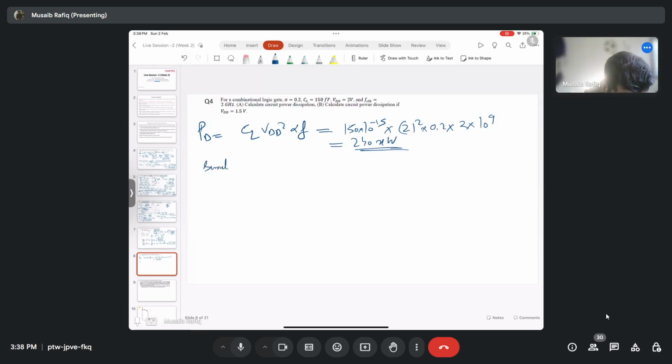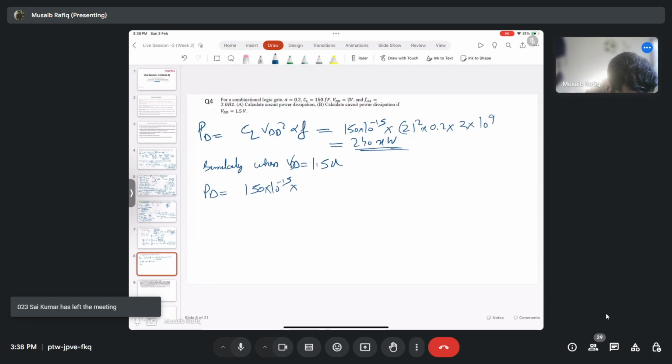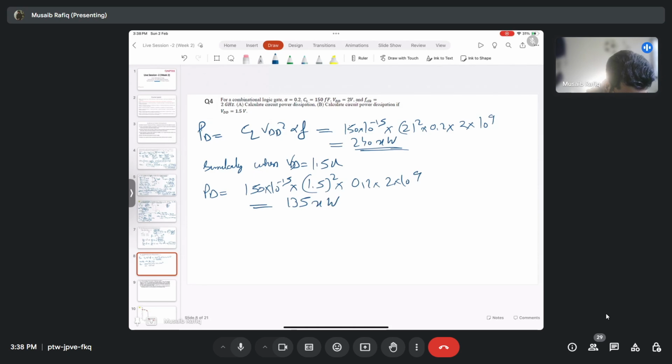Similarly, when VDD equal to 1.5 volts, PD is equal to 150 into 10 raised to power minus 15, times 1.5 squared, multiplied by 0.2, multiplied by 2 into 10 raised to power 9. It comes out to be 135 microwatt. So you can see that by scaling the supply voltage from 2 volts to 1.5 volts, we have a power savings of nearly 100 microwatt, which is very huge.